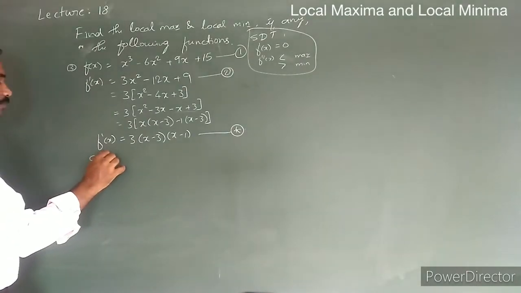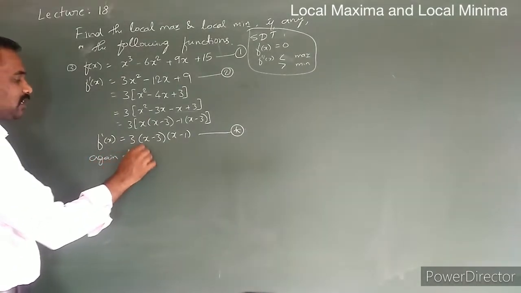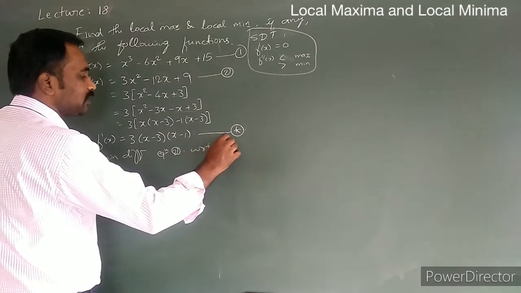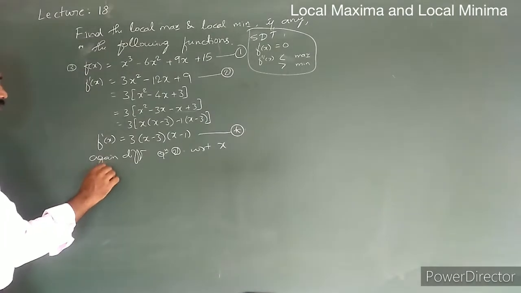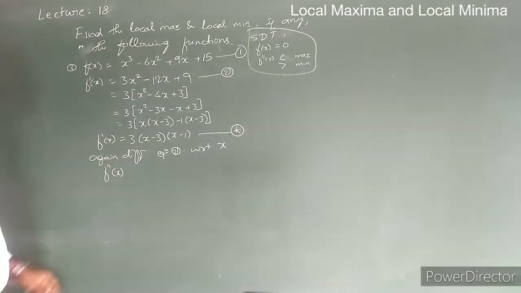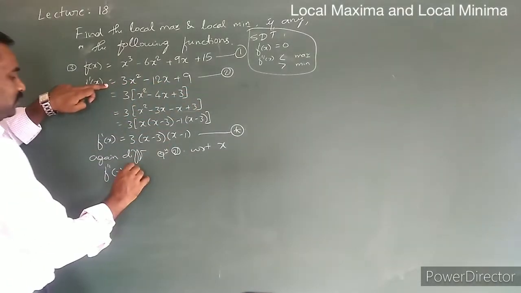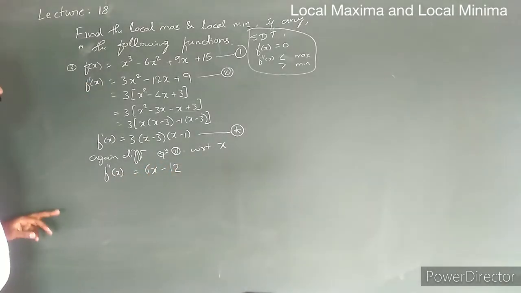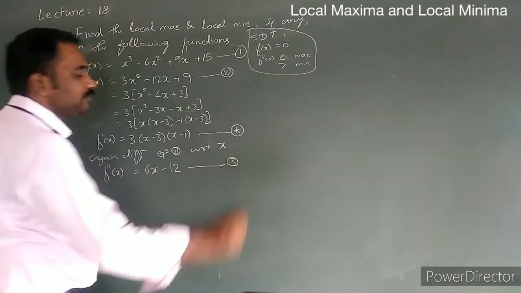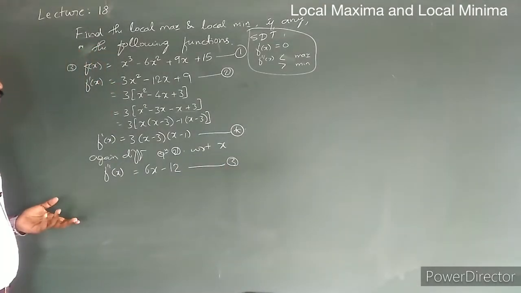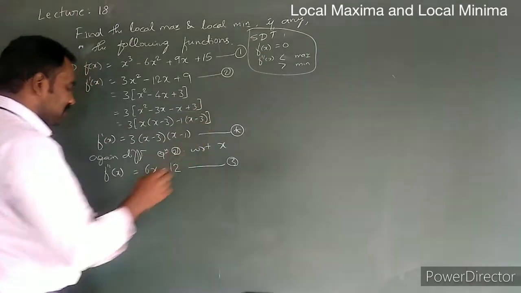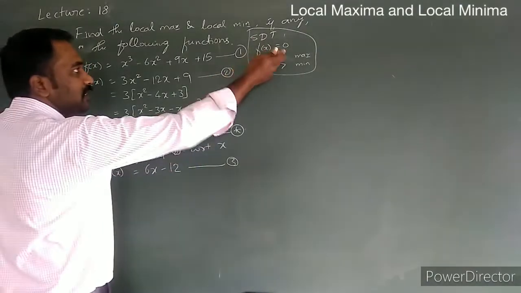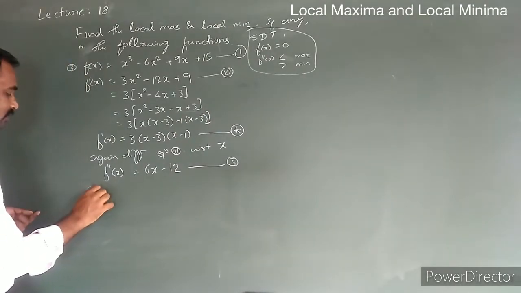Now again differentiating equation number 2 with respect to x. What happens? We get f double dash of x, differentiating equation number 2: 3 twos are 6 times x minus 12 into 1. Call this equation number 2. Now we use the second derivative test, or else before that, first find the critical points.